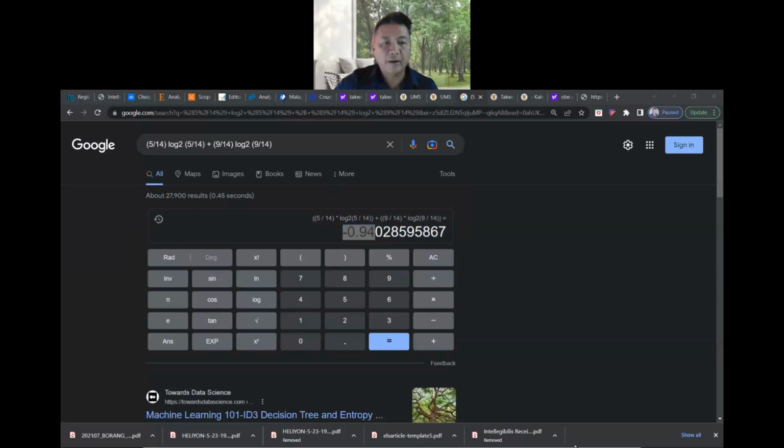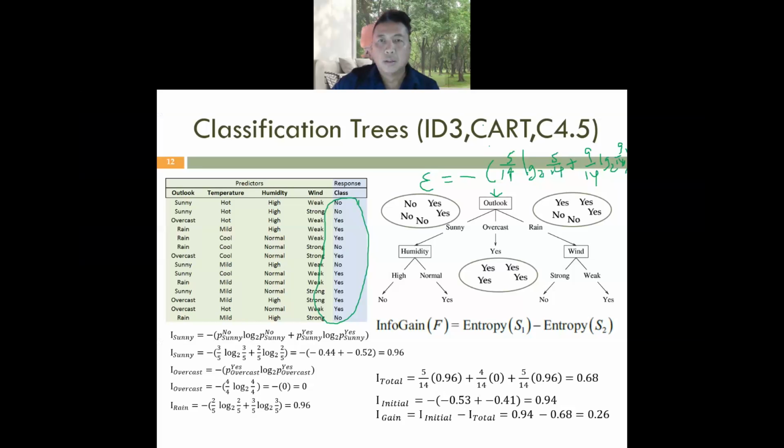So I take that value and put it in here. Basically the value is here minus 0.94, which turned out to be 0.9. So before the splitting, the value of entropy, or the value of purity, is 0.94.